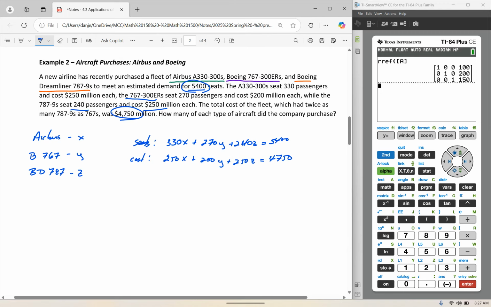Okay. We're also told that the fleet had twice as many of the 787s as it does the 767s. Now here's what I do. The 767s are Y, the 787s are Z. It's very easy to get this backward. We have twice as many of the Z as we do of the Ys. For every one Y, there are two Zs. For every one 767, there are two 787s. To set this equal, I have to multiply the Y by 2 to get that to equal Z. So that gives me 2Y equals Z.